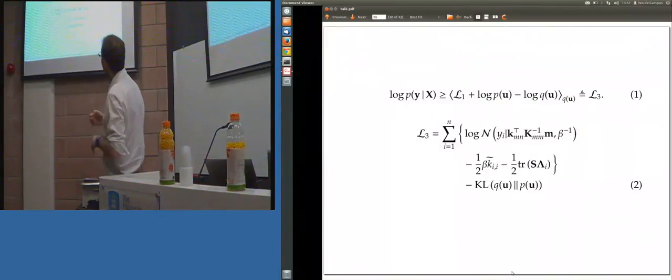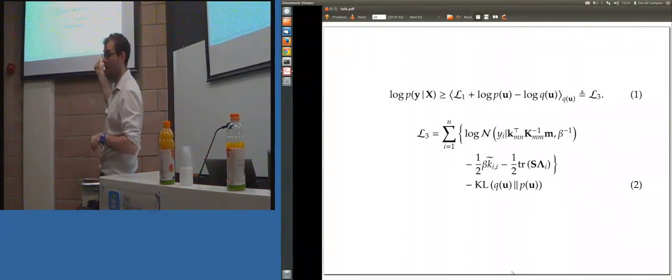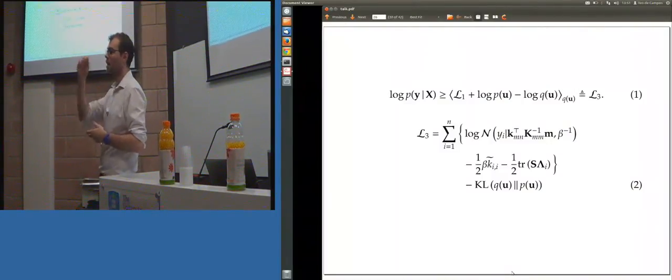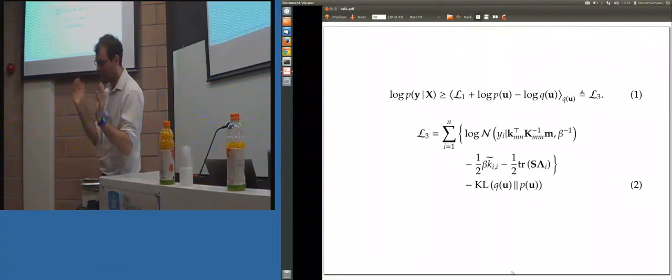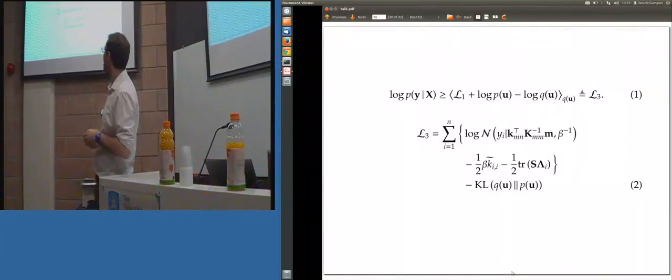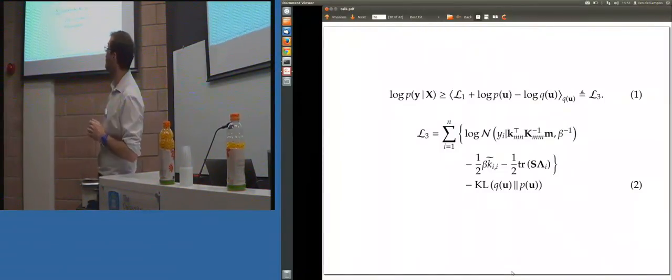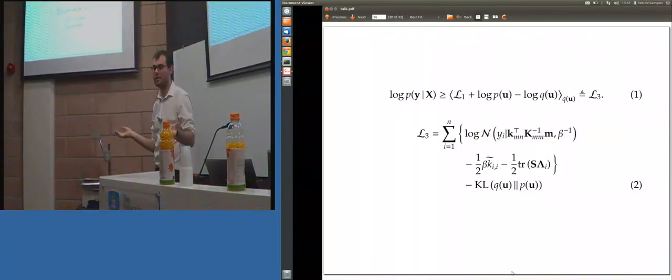And much the same way as I sort of got rid of the variables f earlier in some approximate way, I'm going to do the same thing here. But I'm telling you that at the optimum of this thing with respect to the parameters of q of u, I recover the exact Bayesian methodology, as long as you believe in p tilde of y given u. P tilde of y given u has now become L1 for notation reasons. Okay, so this becomes a sum of terms, which is the important thing.